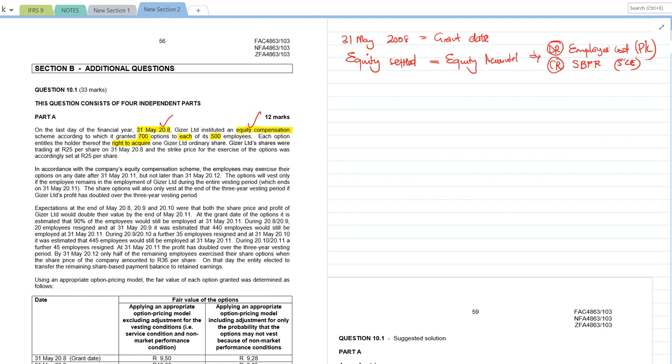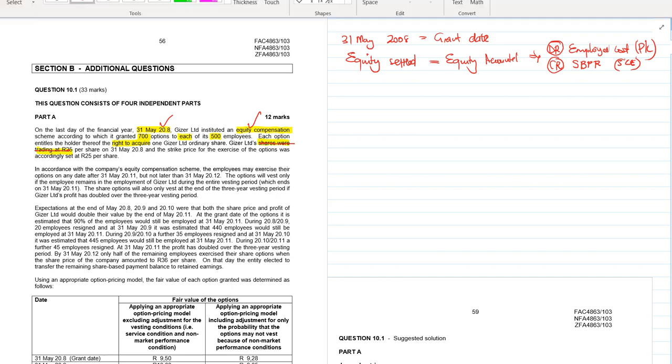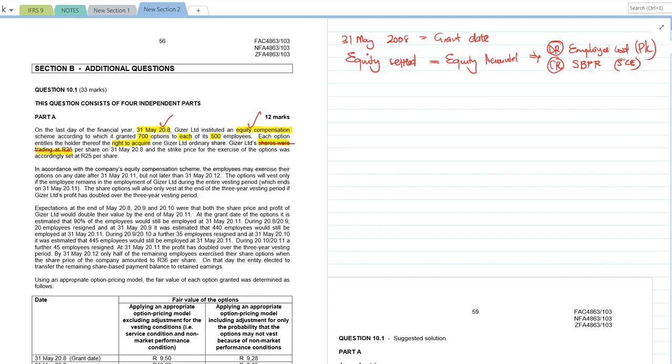Giza Limited shares were trading at 25 Rand per share. Tell me, do we need this 25 Rand per share? We don't need it. On 31 May 2008, they were trading at 25 Rand per share. So immediately I need to say I don't need this, I cancel it. And then they say the strike price for the exercise of the options was accordingly set at 25 Rand. Now this is the one that I need.